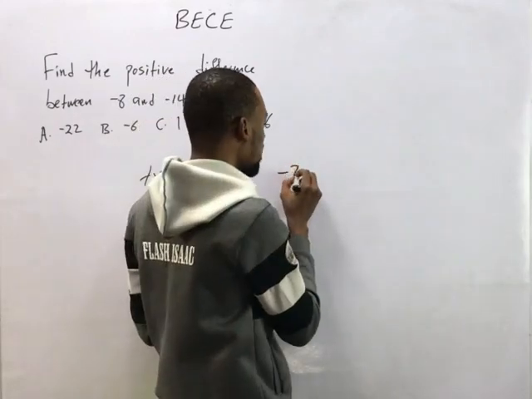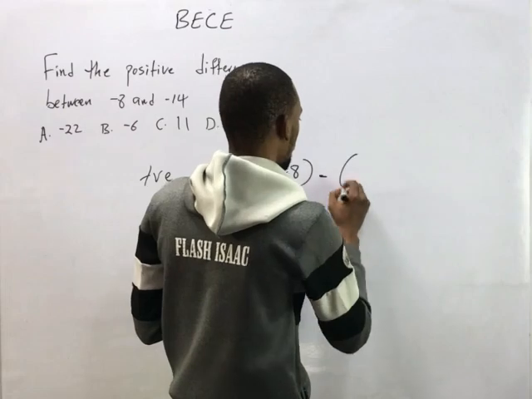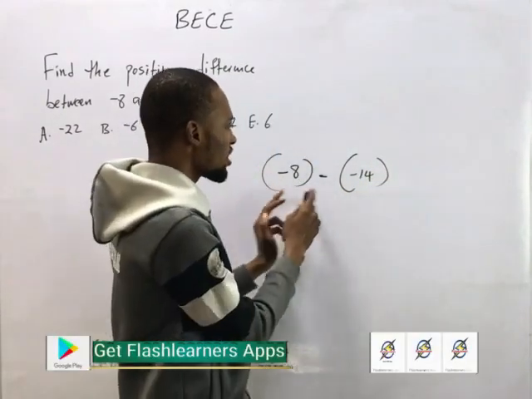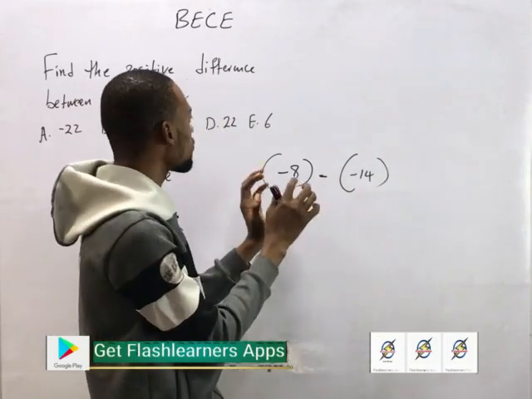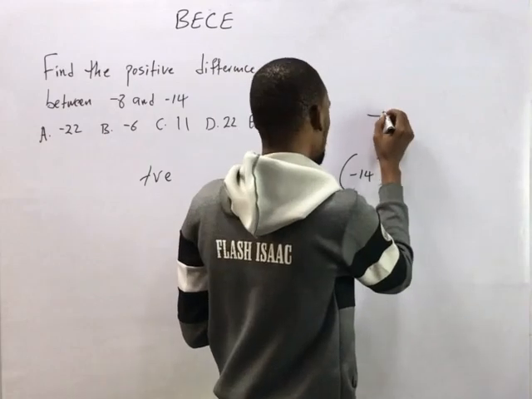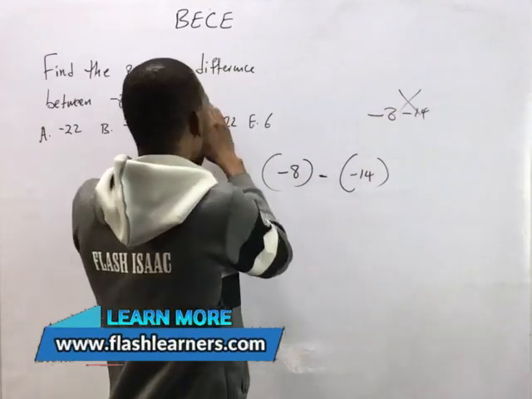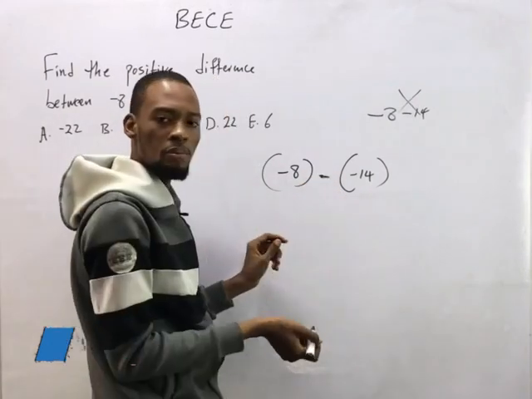So this is -8, right? Minus 14. You get it? So this is -8, this is -14. So we are minusing them. That's what difference is about. Now don't make the mistake of saying the difference is -8 minus 14. This is wrong because this number itself is carrying minus, and the operation you are doing is minusing them.